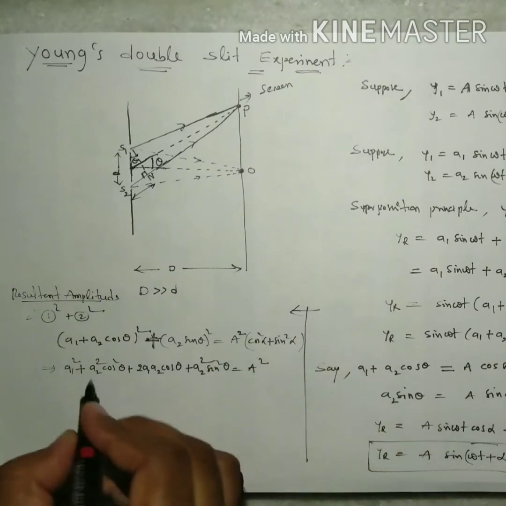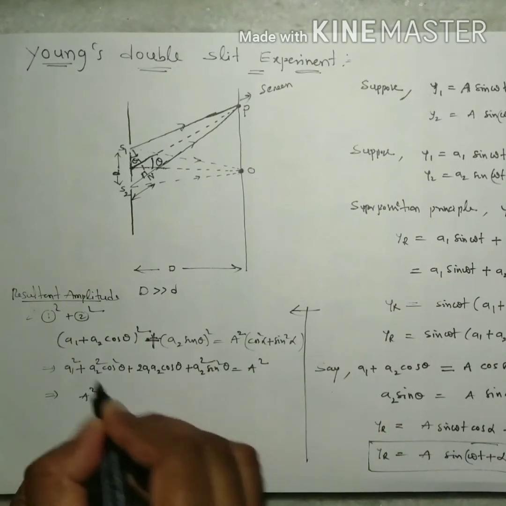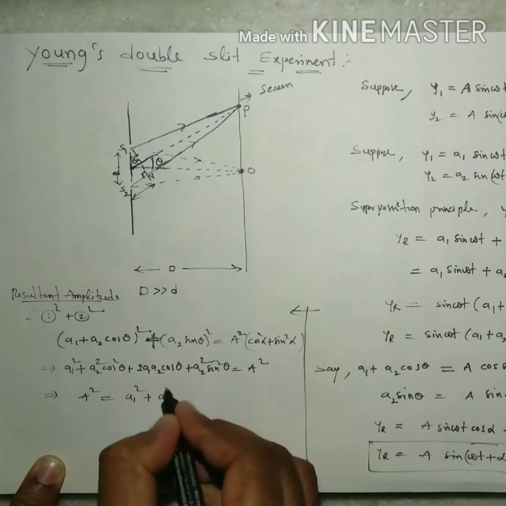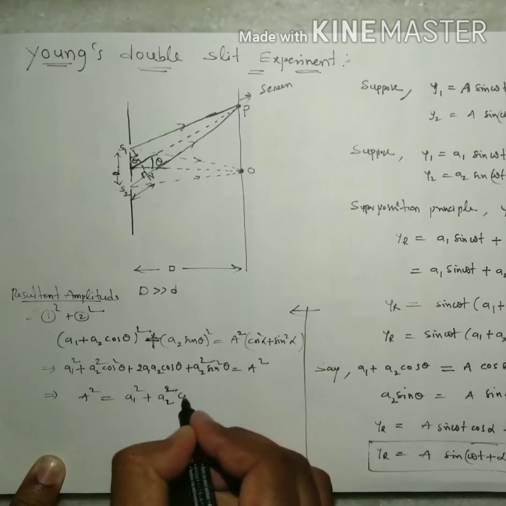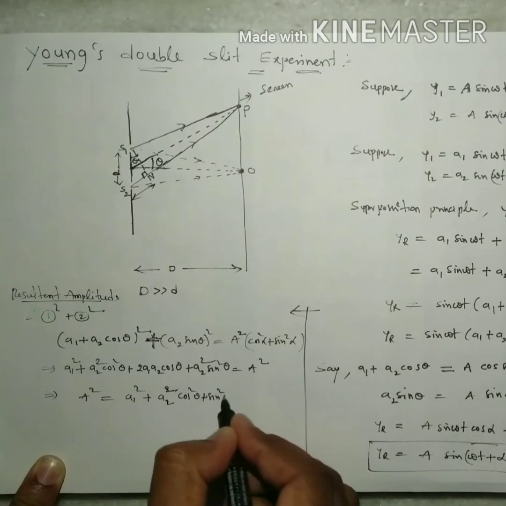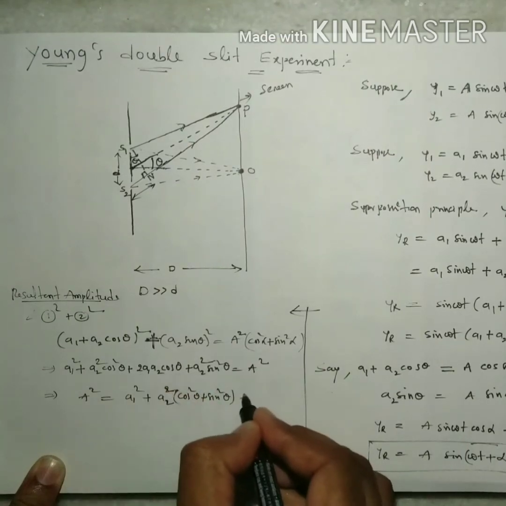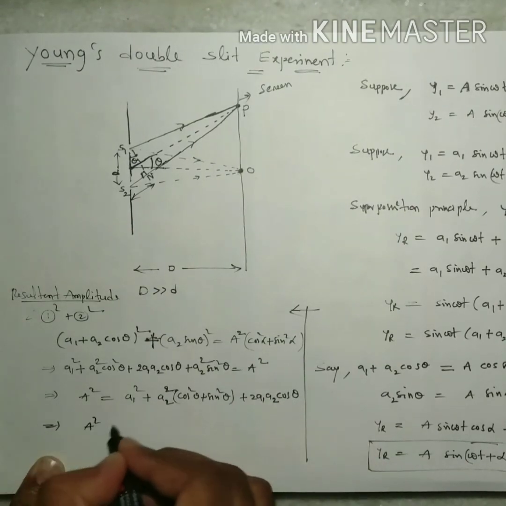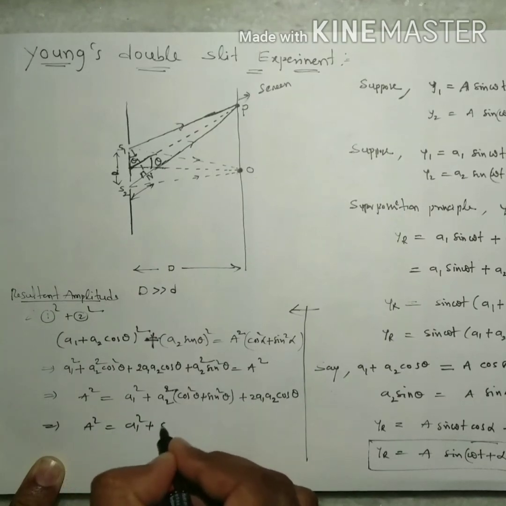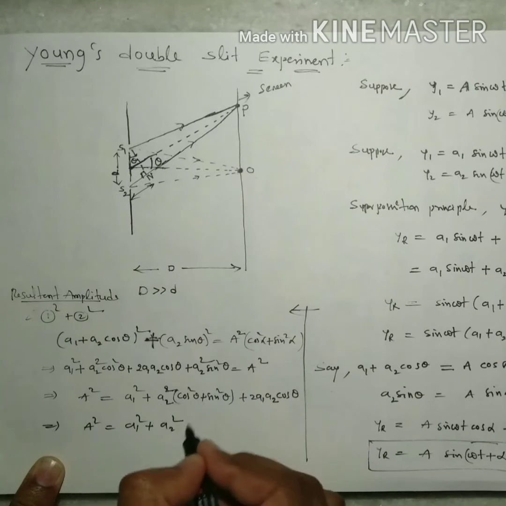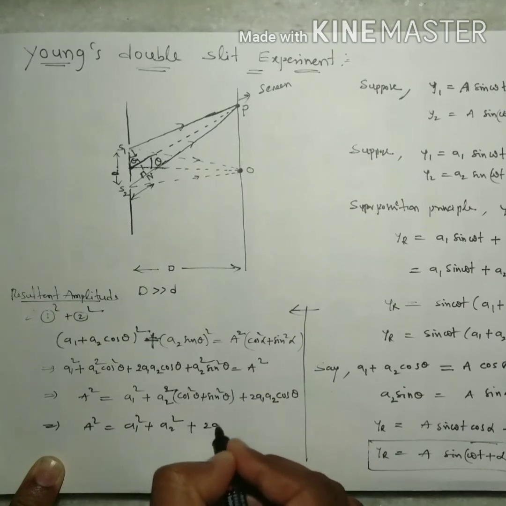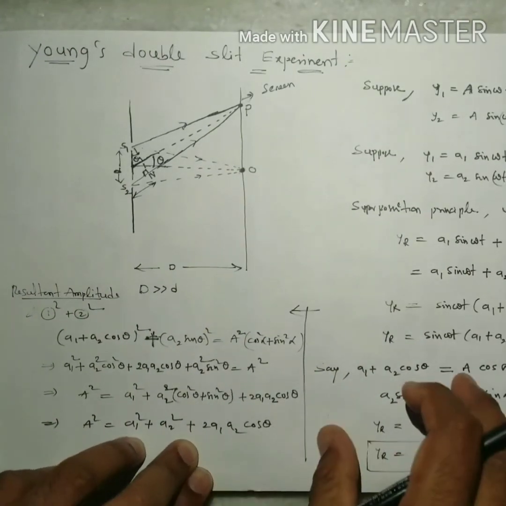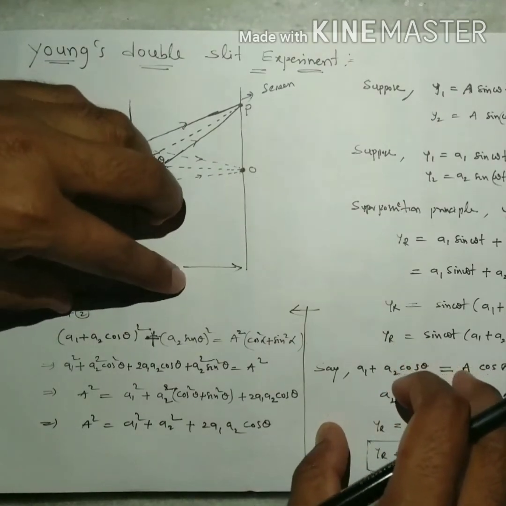cos² α + sin² α becomes 1. So A² = a1² + a2² (cos² θ + sin² θ) + 2 a1 a2 cos θ, taking a2² common. This value becomes 1, so A² = a1² + a2² + 2 a1 a2 cos θ. Okay, we know the relation between intensity and amplitude.